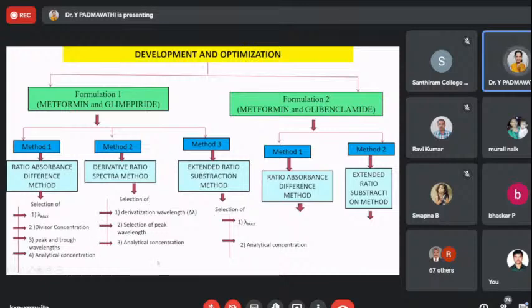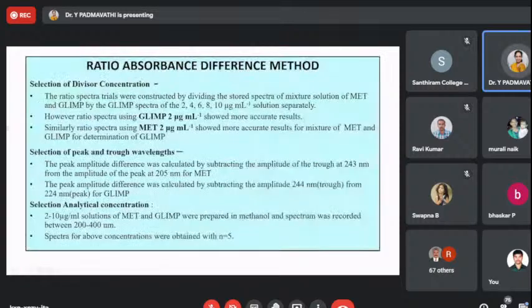So I have just the 3 methods. The first one is ratio absorbance difference, RAD. The second one is the derivative ratio method. The third one is the extended ratio subtraction method. I'll just show the graphs, then it will be easy for you. So the first thing is, we will be doing trials for what concentration I can use as the divisor. So that I'll try, right? Then I'll generate a ratio spectra.